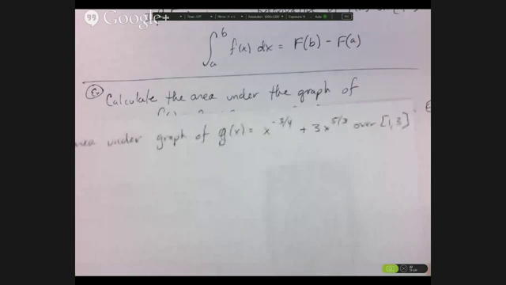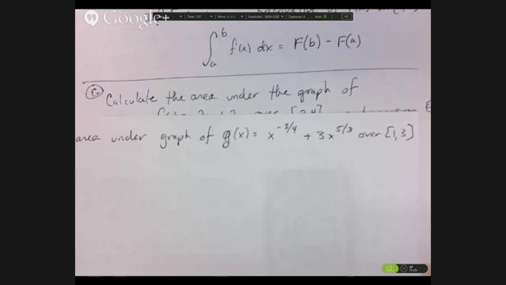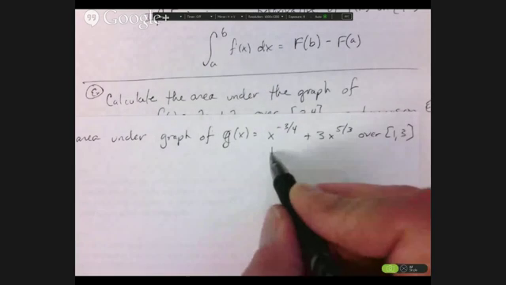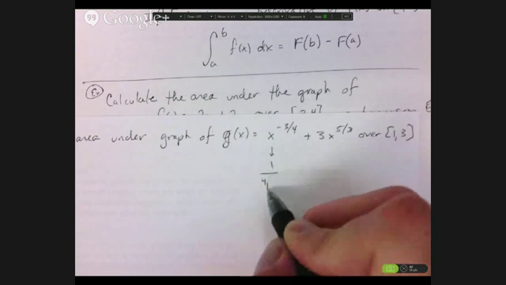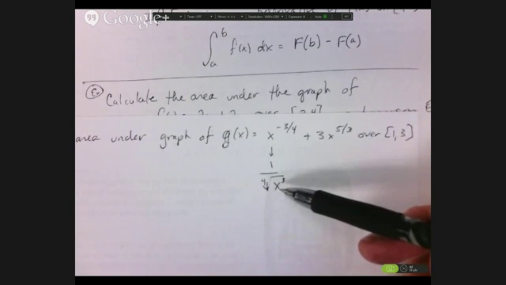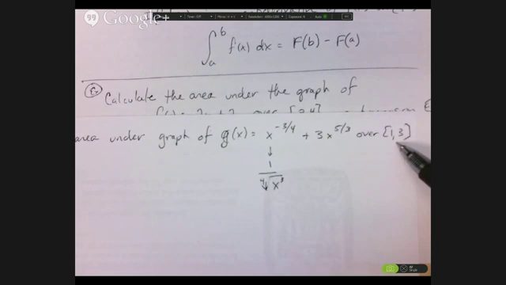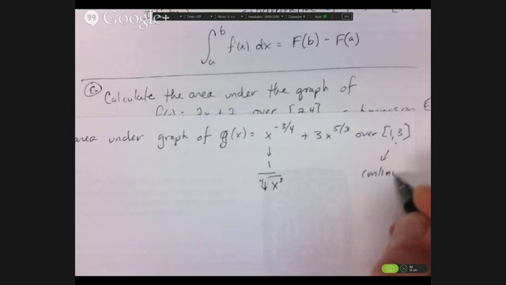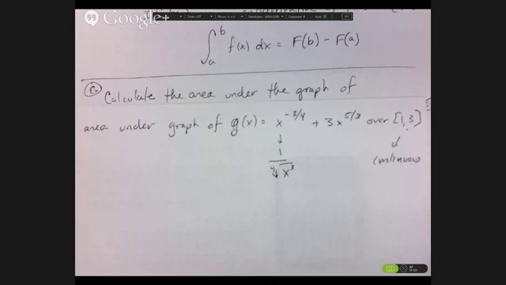Okay, find the area under the graph of g of x equal to x to the negative 3/4 plus 3x to the 5/3 over 1/3. Where does that have a discontinuity? This tells us that there is a discontinuity at 0, right? But it's not in our interval, so we're okay. So it is continuous.